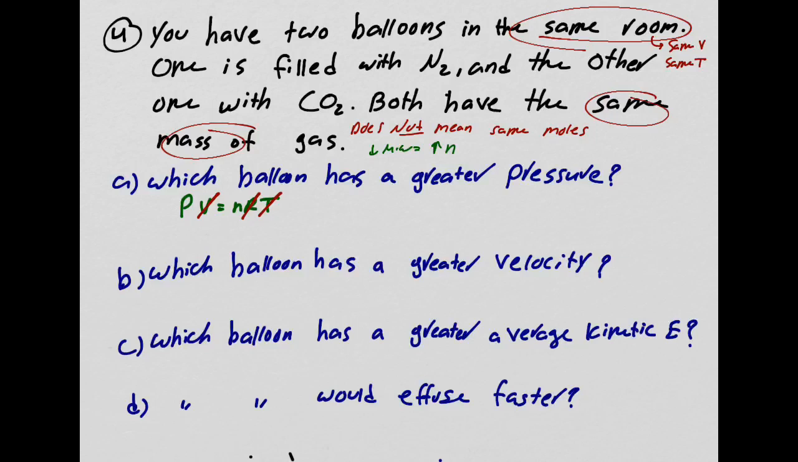Now, which one is going to have a greater pressure? Greater pressure would mean it would also have the higher number of moles. Why is that? Because they're on opposite sides. If this goes up, this one has to go up, so they equal each other. If they're on the same side, one goes up, one goes down. But on opposite sides, if this goes up, this also has to go up. Okay? So which one is going to have a greater pressure?